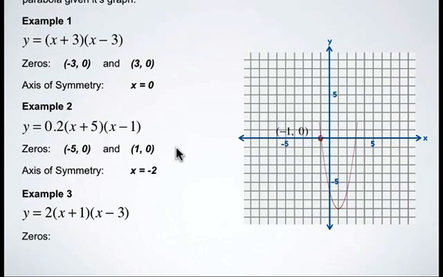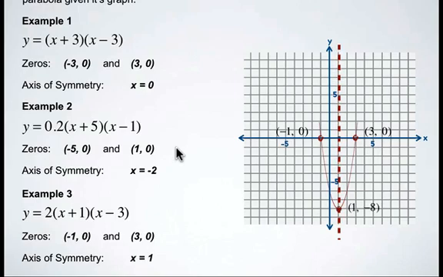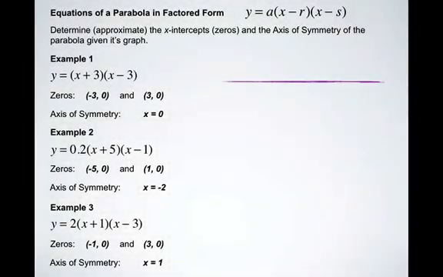The zeros are located at negative 1, 0, and at 3, 0. This means that the axis of symmetry occurs between these two, at x equals 1. Our vertex, as we can see here, is at 1, comma, negative 8. Let's make some observations about the examples we just looked at.